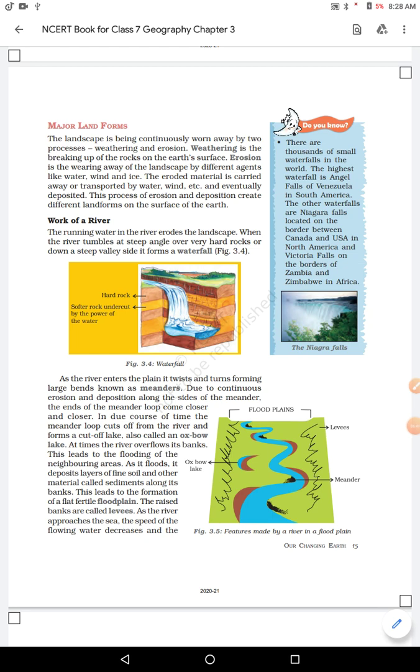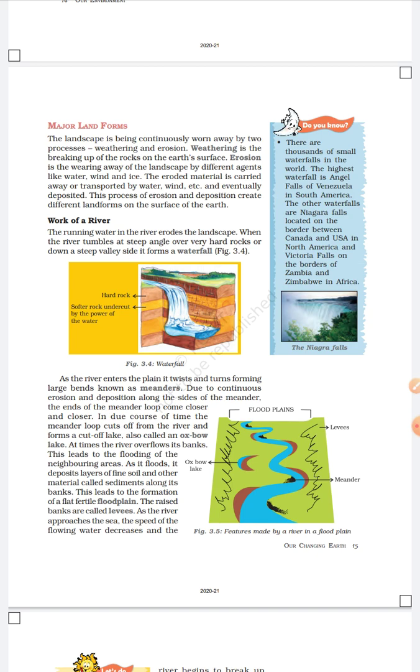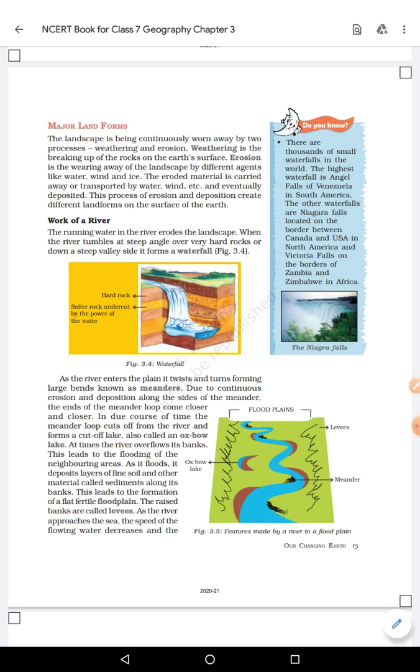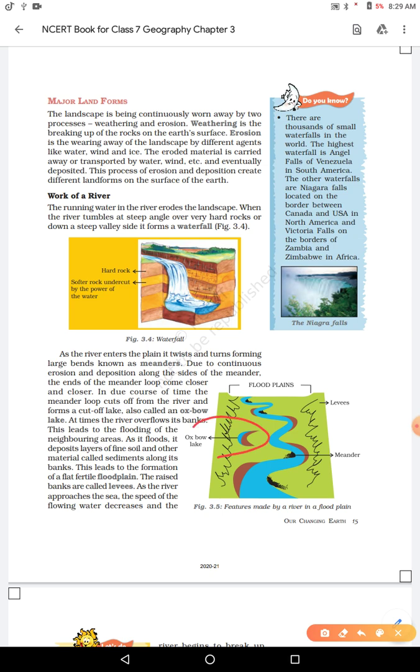In due course of time, the meander loop cuts off from the river and forms a cut-off lake, also known as an oxbow lake. This means, students, the meander comes closer and closer and forms a lake. By the time the meander is cut off, it forms an oxbow lake. This is an oxbow lake, formed by the flowing river.